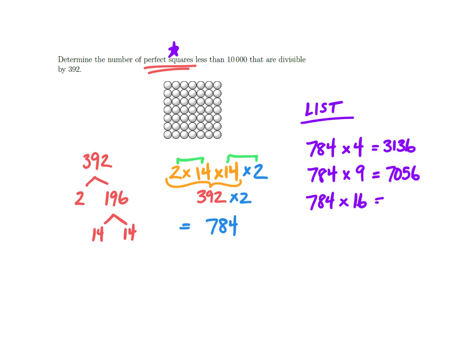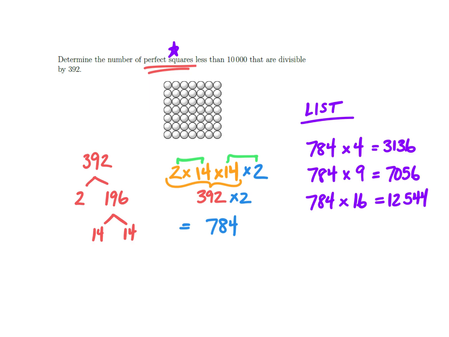Well, my next two of the same factors would be 4 times 4. If I multiply that, then I get 12,544. And I've hit a value that's greater than 10,000. So I cannot include the 784 times my 16. So what I did was I just went through and I built a list of the possible factors that I knew were perfect squares and divisible by 392.